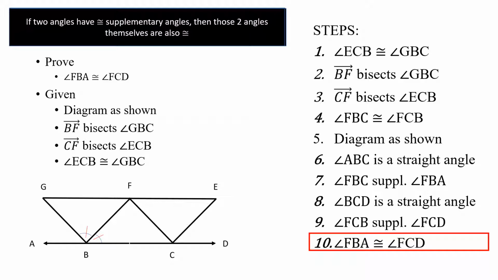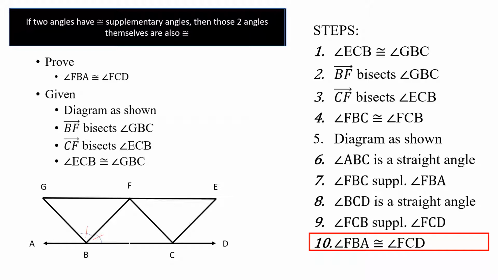So what is the rationale for step 10? Well, it already says it up in the top left corner. I would pause this video and look at that carefully. So it says if two angles have congruent supplementary angles, then those two angles themselves are also congruent. So what's the supplementary angle to FBA? The supplementary angle to FBA is FBC, and the supplementary angle to angle FCD is FCB.